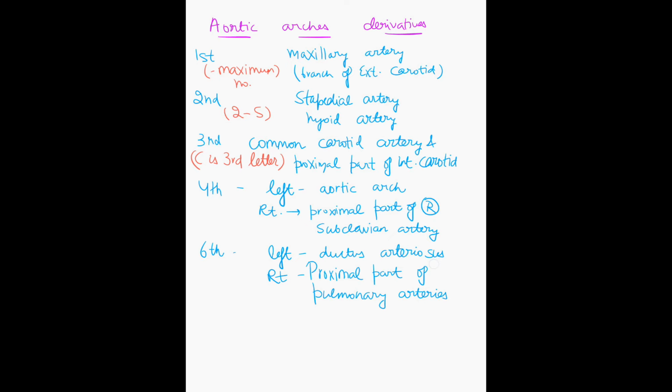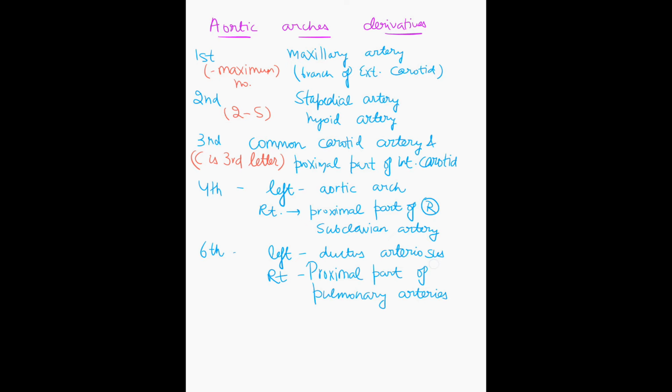That is branch of the external carotid. Then second arch, the seventh nerve was the facial nerve, and the artery here is the stapedial or hyoid artery. Then third arch we had the common carotid. For the third arch which nerve we had? Ninth nerve. And the third, C is the third letter, so common carotid artery, and the proximal part of the internal carotid will originate from the third aortic arch.